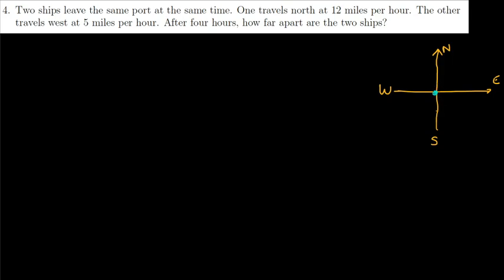And one of them travels north this way, right? And that's 12 miles per hour. And the other travels west this way, a bit slower at 5 miles per hour. Okay. So after 4 hours, right? That's how long we're waiting. How far apart are they? Right. So what do we need to know here? We know how fast they're going, right? One's going 12 miles per hour, right? But how far does it travel in 4 hours?